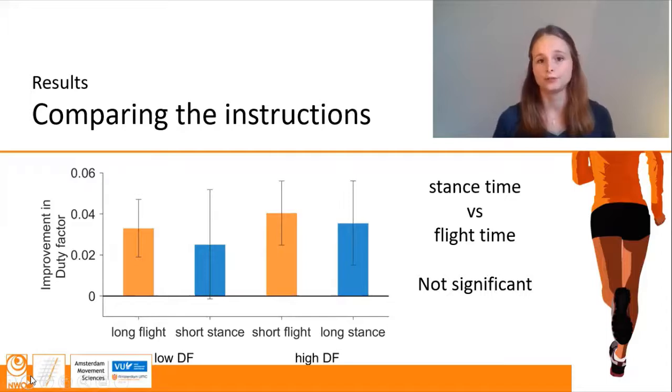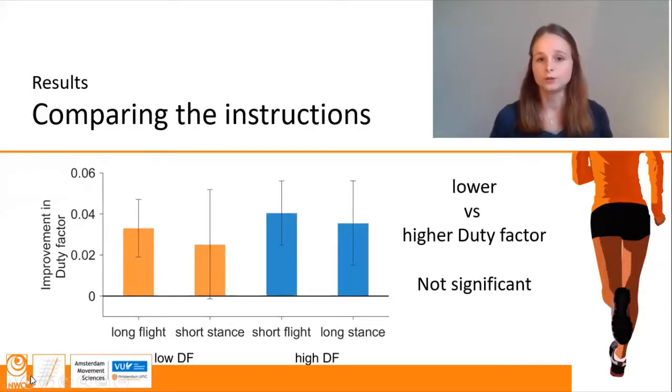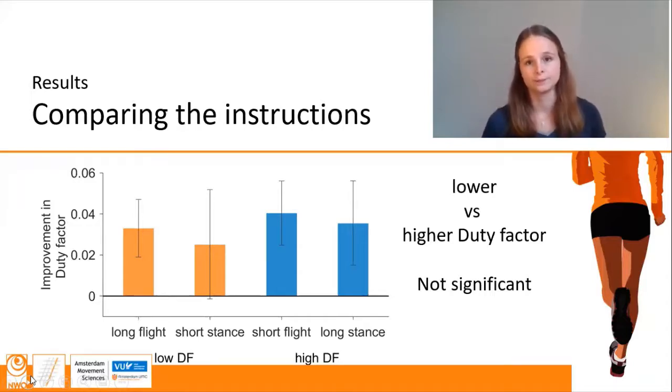We did not find a difference between instructions to change the stance time or to change the flight time. And we also didn't find a significant difference between instructions aimed at lowering the duty factor or aimed at increasing the duty factor.